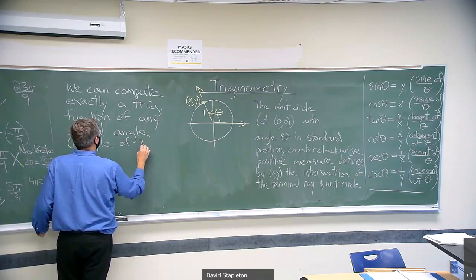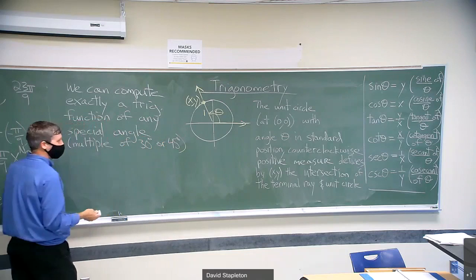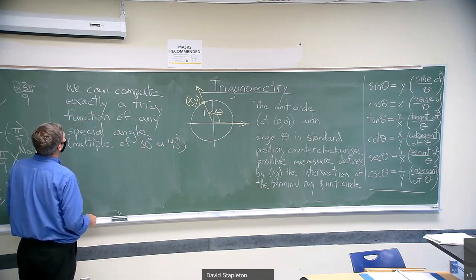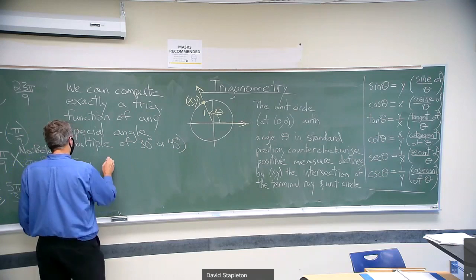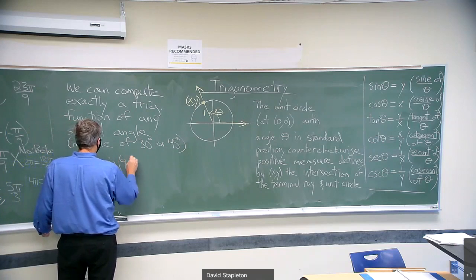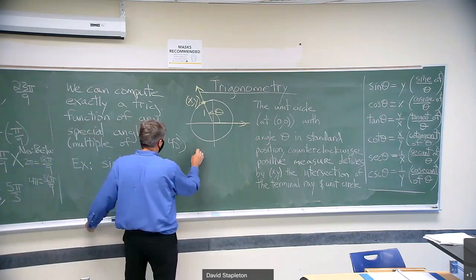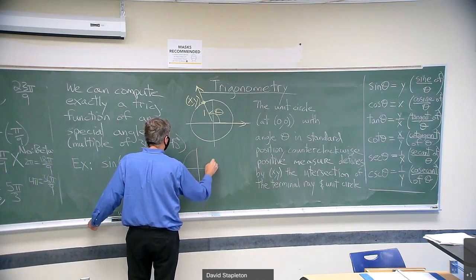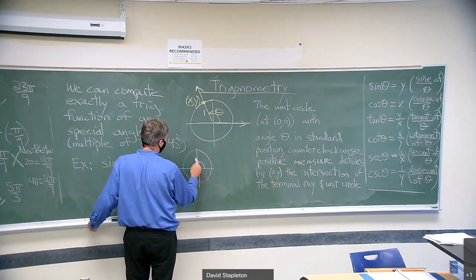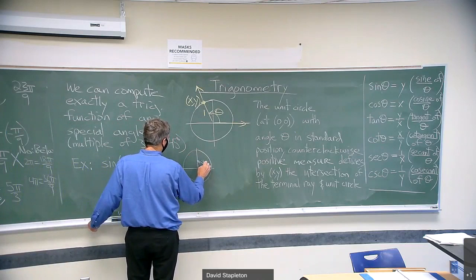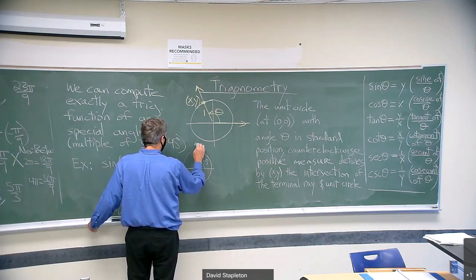Multiple of 30 degrees, 45 degrees. Or both, right? 90 degrees is a multiple of both, for instance. Here's a simple example. What if I wanted to calculate sine 90 degrees? What would I get? I can figure it out on the unit circle exactly, right? Draw the unit circle. I draw the angle in standard position up to 90 degrees. I can put that right angle bracket if I like. But there's 90 degrees. And I take the terminal ray and it intersects right here.